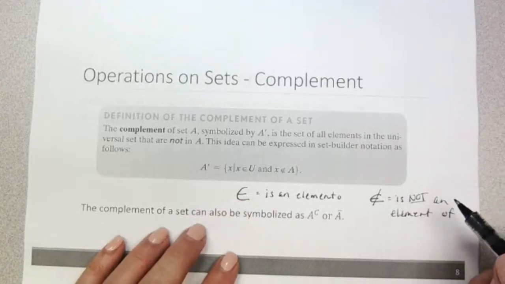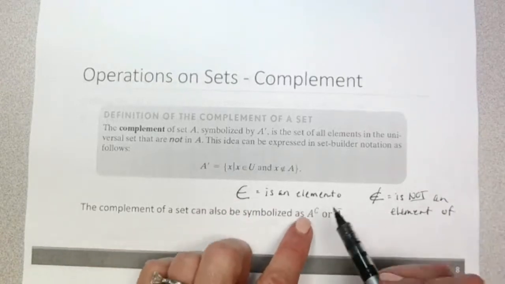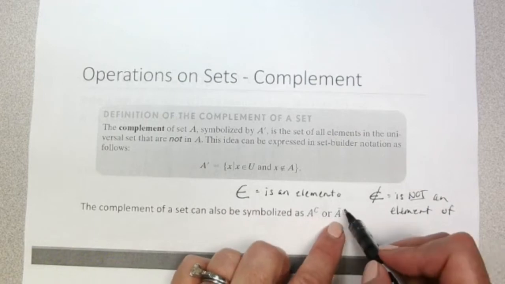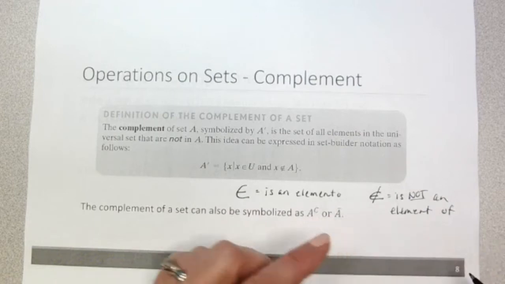Other notation that can be used to define the complement of a set would be that set name with a C up there in the exponent place, or that set name with just a line over it.